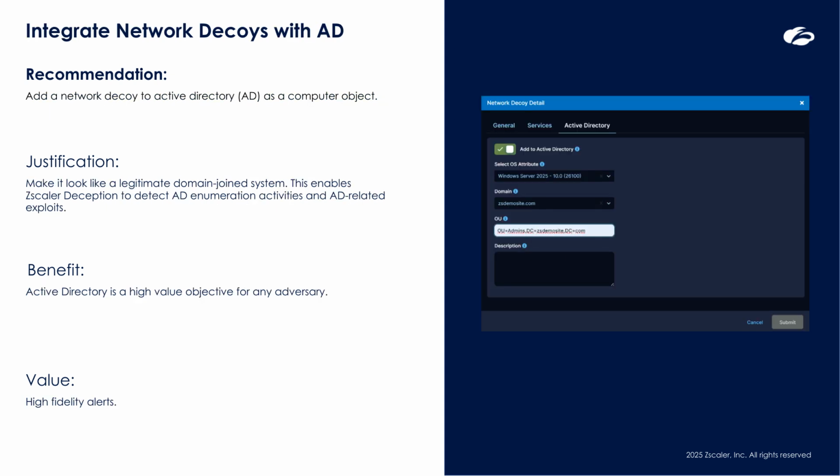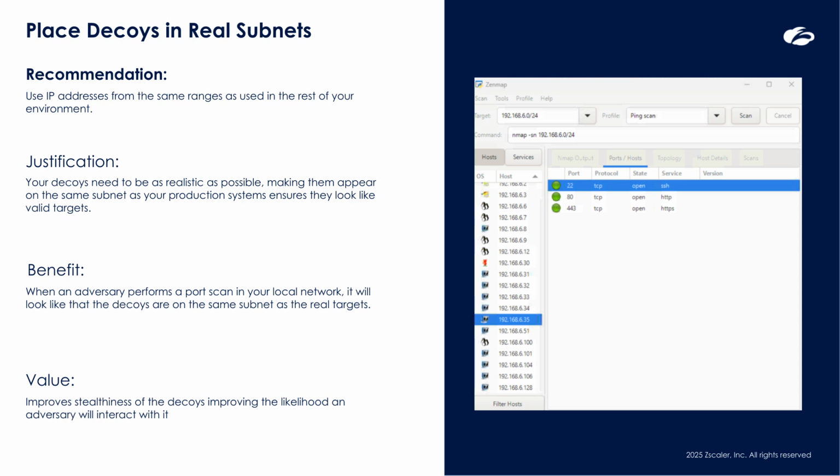Network decoys should also be integrated with Active Directory as computer objects in order to make them look like legitimate domain-joined systems. This serves to both make them more convincing and to make it possible to detect AD enumeration activities and AD-related exploits on these decoys. When assigning IP addresses to decoys, you should use addresses from production IP ranges that match the type of server the decoy is meant to represent.